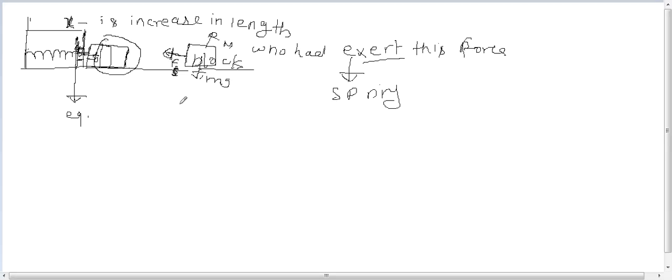So let's draw the free body diagram of the spring. This is the spring. Who has applied the force on the block? The spring has applied. So will the block also apply a force on the spring? Yes, of course. So this is the force on the spring by the block.